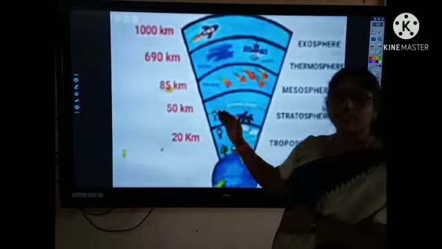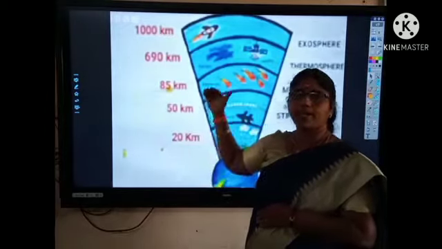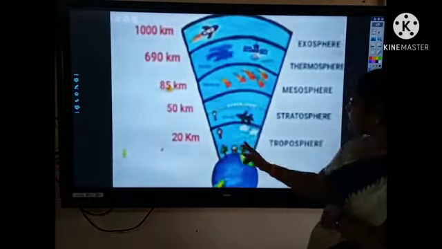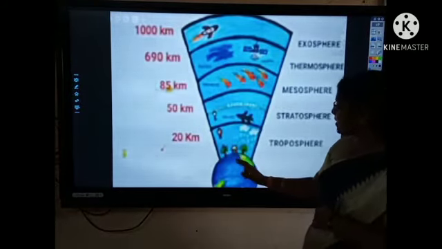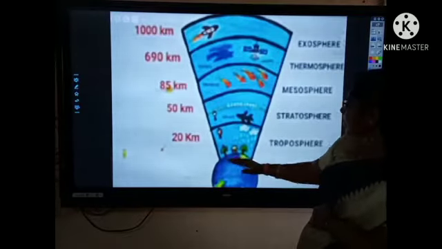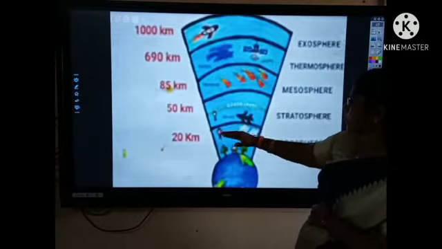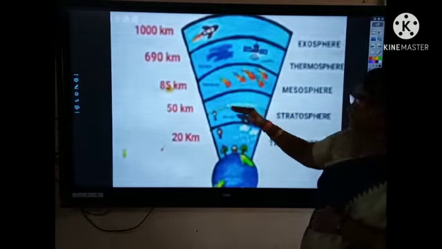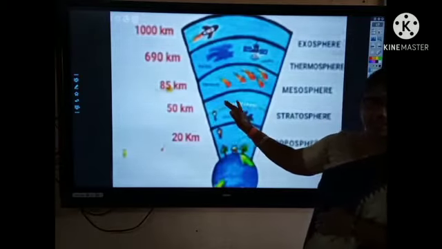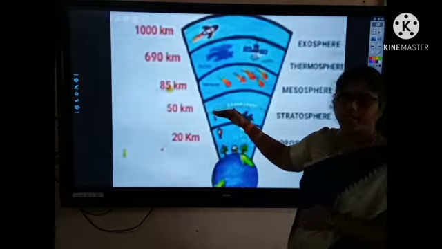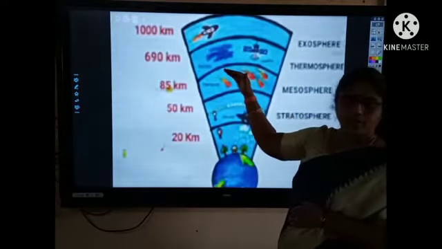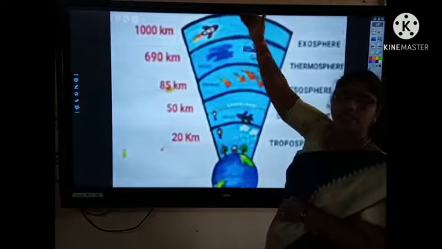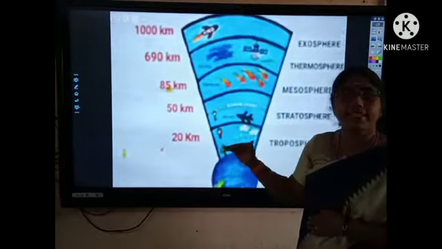Now we will study the layers of the atmosphere. What layers are there? Here you can see the first one is troposphere. It extends from the surface of the earth, up to about 20 kilometers. The next layer is stratosphere. It extends to about 50 kilometers and lies above the troposphere. The next one is mesosphere, the middle one. Then thermosphere, and the last one is exosphere. Now we will see the details.